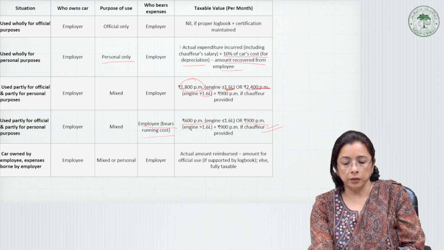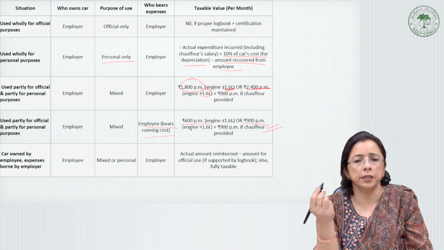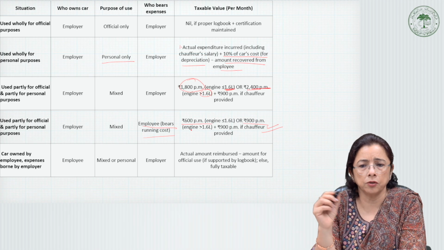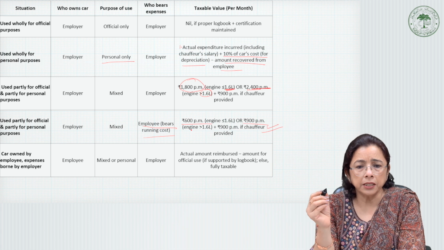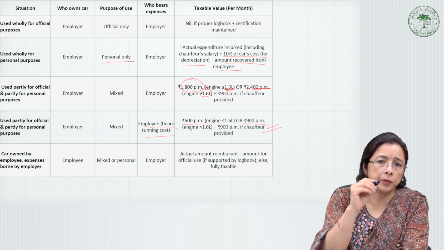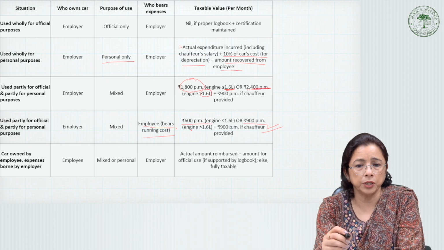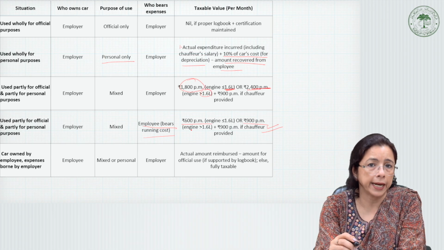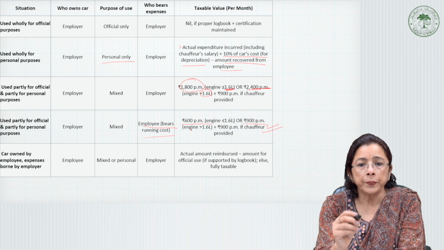Chauffeur or driver's expenditure is also included, but chauffeur or driver's expenditure is to be taken as per the standardized payment, that is rupees 900 per month.